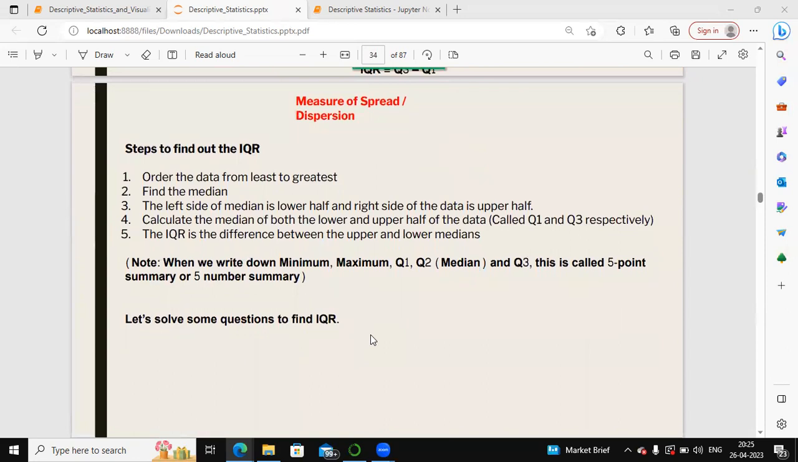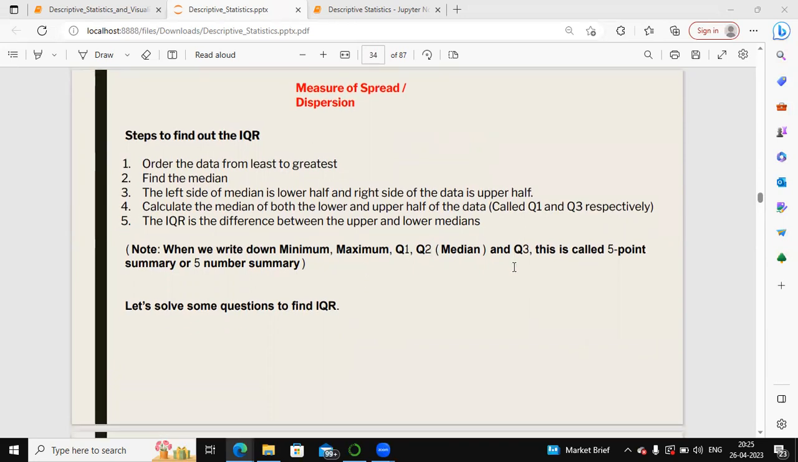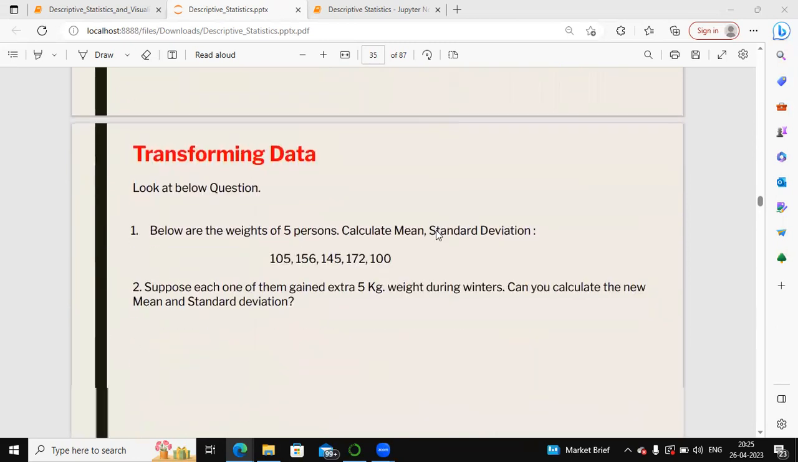Okay. So note when we write down the minimum, maximum, Q1, Q2, and Q3, this is called the 5 point summary or five number summary. So let's solve some questions.